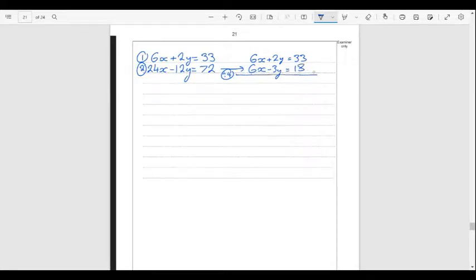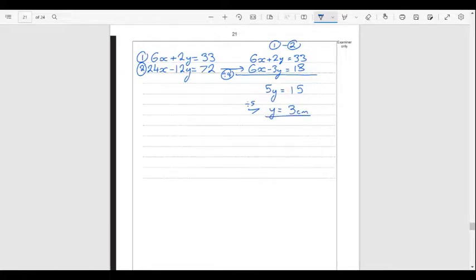So now I'm going to do equation 1 take away equation 2. So 6x take away 6x is nothing. 2y take away 3y, taking away a negative, makes 5y. And 33 take away 18 gets me 15. So 5y equals 15. If I divide both sides by 5, I get y is equal to 3 centimeters, or y is equal to 3.